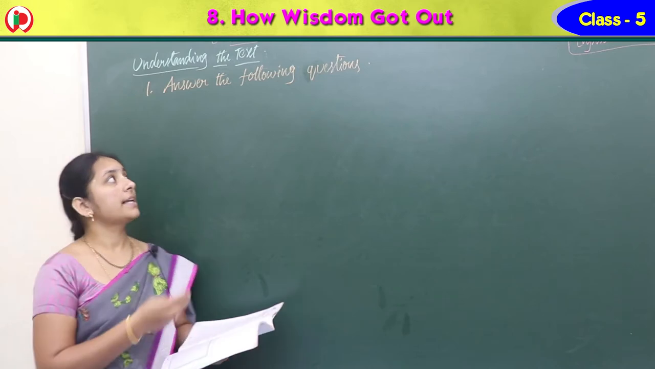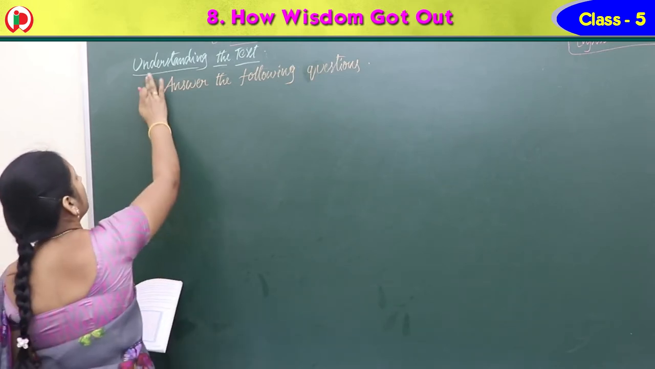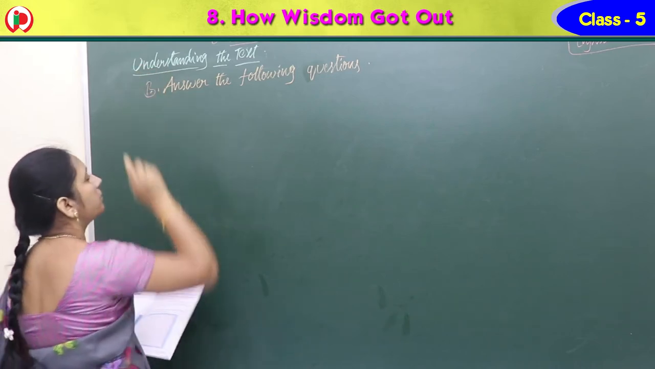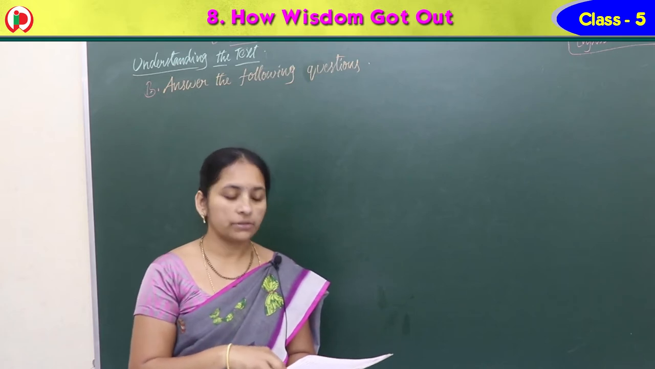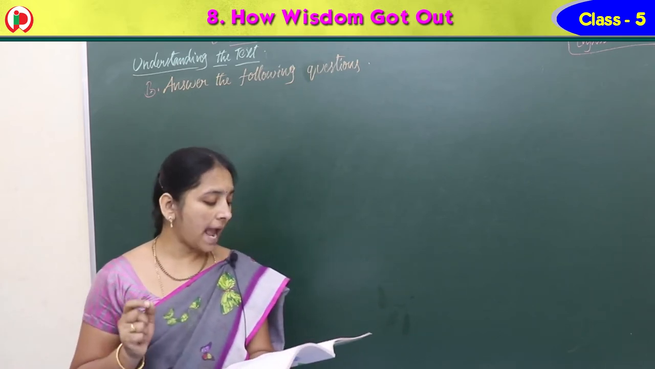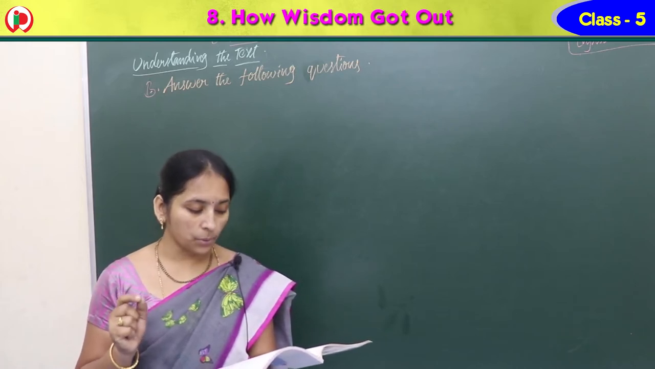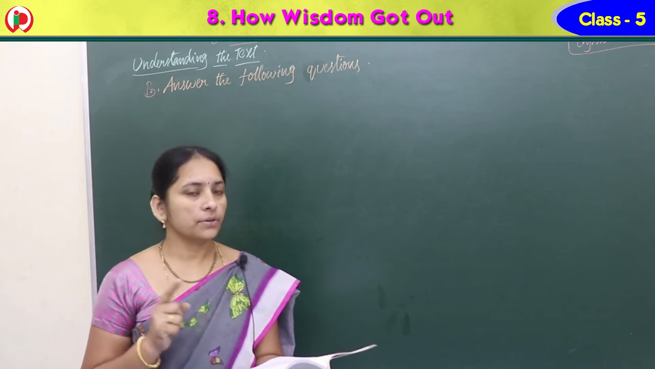Yes, see children, so the next one we can do, answer the following questions. We can do this one, answer the following questions. So what do we have? See this, see your book, all of you. One by one questions we can do. So what's the first question? Read it, ma. Who had all the wisdom of the world and whom did he give it to? Right? So that's the first question.